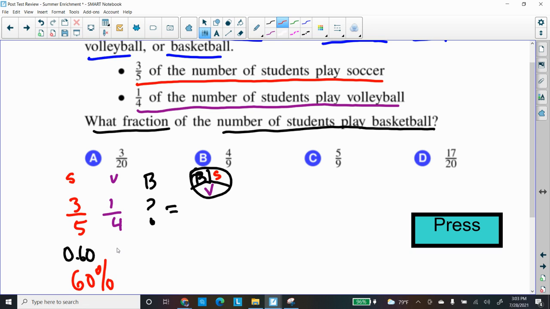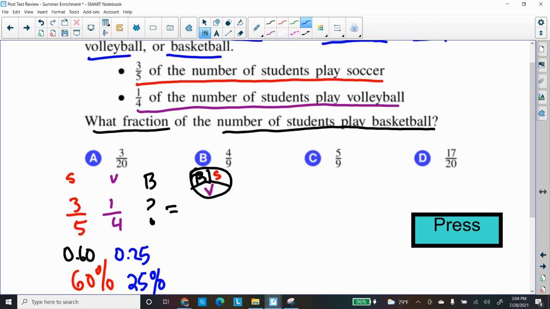1/4 is a famous fraction that you should know. It's a quarter. So 1/4 of the students, which is 25 cents or 25%, and 25% play volleyball. So that's a total of 85%. So I know 85% of the students play those 2 sports.